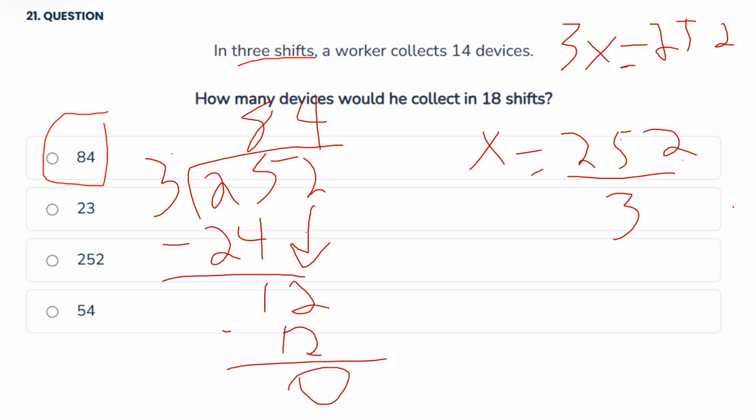So again, I did this problem 2 different ways, but I came up with the same answer. 84 is the answer.